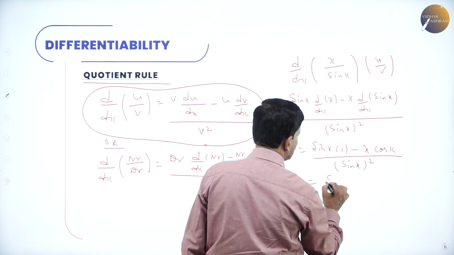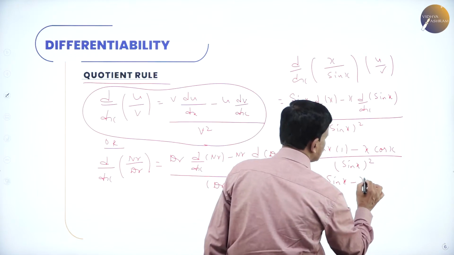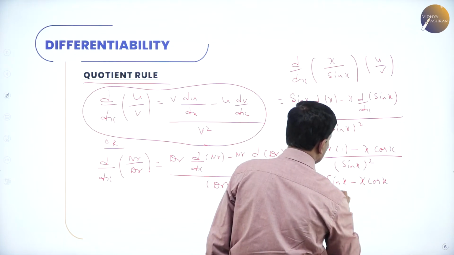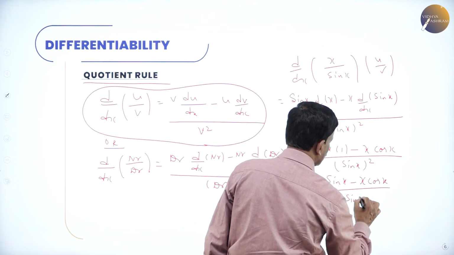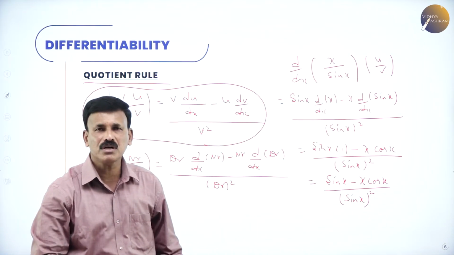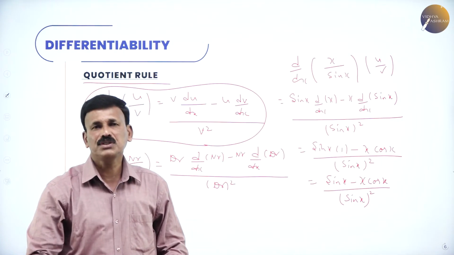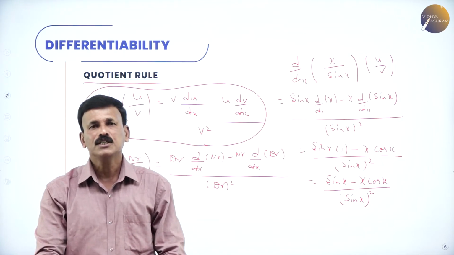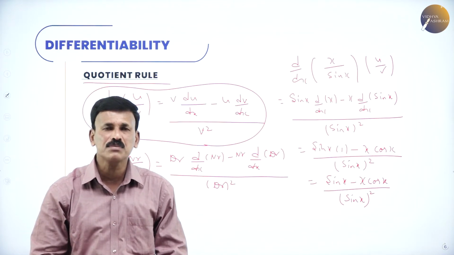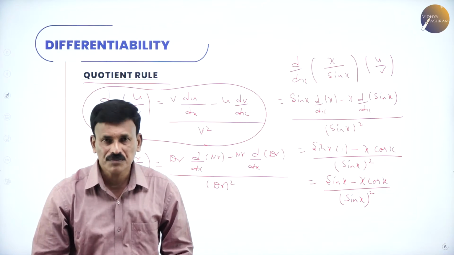So this can also be written as sin x into 1 is sin x, minus x cos x, divided by sin x whole square, or you can also write sin square x. This is how we are going to differentiate using the quotient rule. These are a few basic concepts regarding derivatives which you might have studied in your first PUC.